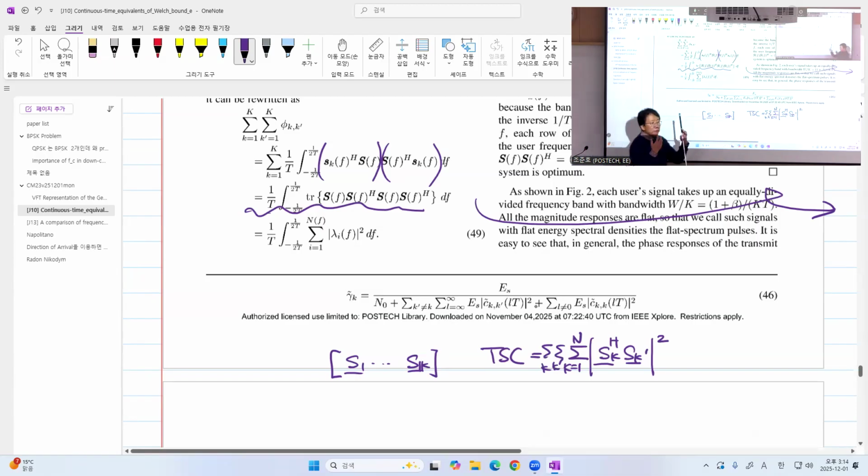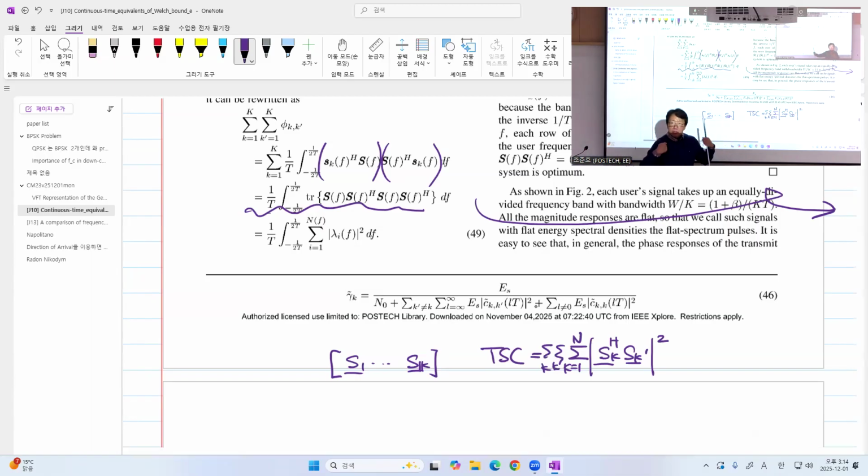So two different or same sequences are chosen, selected from capital K, and you compute the inner product. It could be very large when K equals K prime. It could be very small when K differs from K prime. And then you take the magnitude square, and then you sum up. This is total squared correlation. And this metric includes what? Actually, desired signal power and all the intersymbol interference type interference.